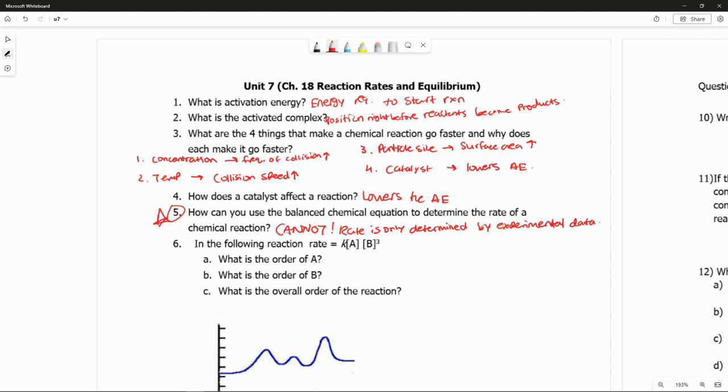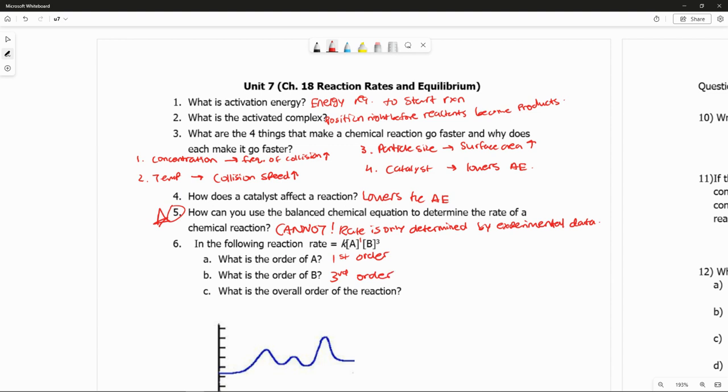Number 6. In the following reaction rate, k times the concentration of A times the concentration of B to the third, what is the order of A? The order is the exponent, and if nothing is there on the exponent, there's an invisible 1. So we know that the order of A is first order. The order of B, we see a 3 as our exponent, you just bring it down, third order.